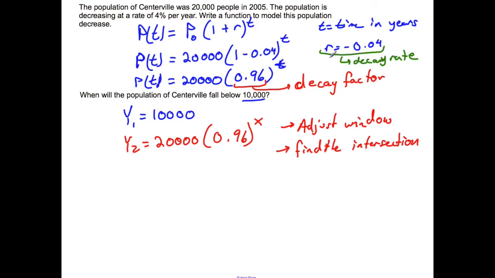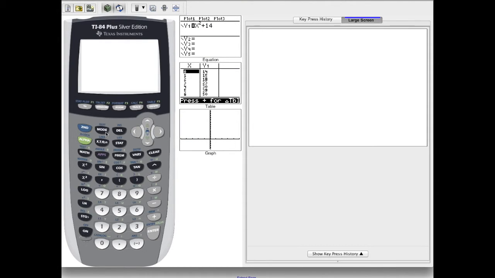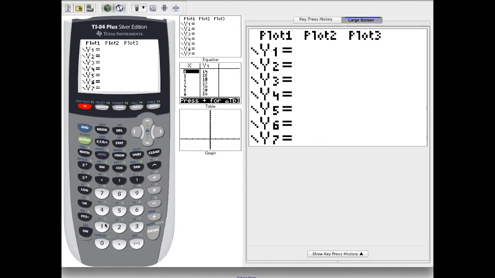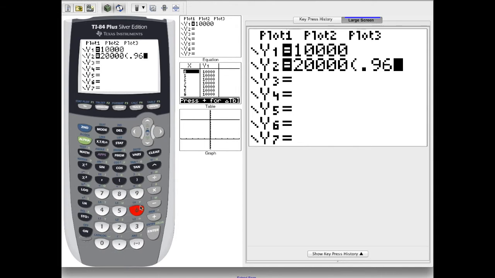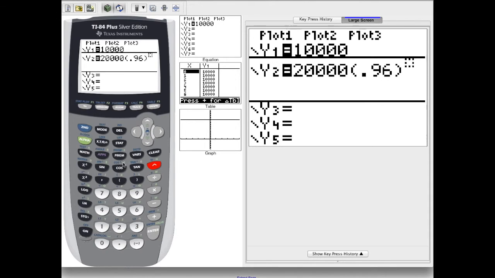Let's get out our calculator. Okay, so here I'm at my home screen. I'm going to go to y equals. I want to plug in 10,000. That's the population. I want to know where it ends up. And then in y2, I want to plug in my function. Make sure you get these parentheses in there. Do a little caret so it knows we want to go to the exponent. And that's where we put our variable x.